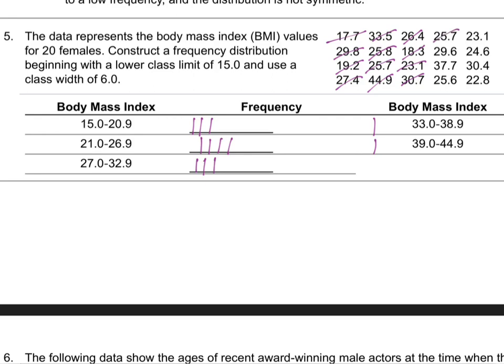25.7. That's 5. You can do it however. I'm just going to do tally marks, where you make the marks and cancel them. 29.6. 4. 37.7 here. 25.6. That's the middle. 23.1. That's the middle. 24.6. Middle. 30.4. It's down here. 22.8. That's the middle. Okay, so that's all of them.